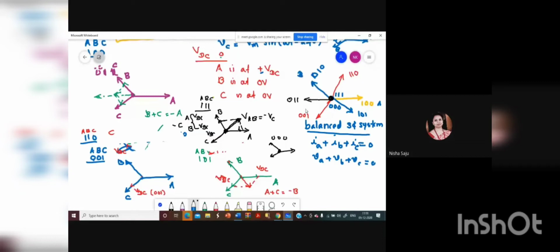If you are joining all these voltage vectors, now we have 8 vectors: 6 active vectors and 2 zero state vectors. If you are combining all the voltage vectors, you can draw a hexagon. So this hexagon is the main source corresponding to the voltage space vector modulation.